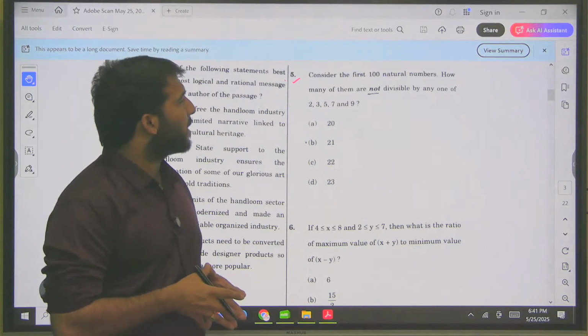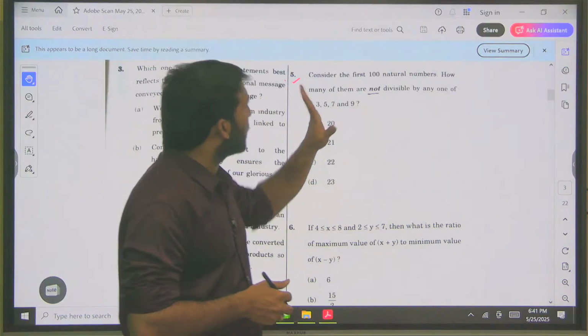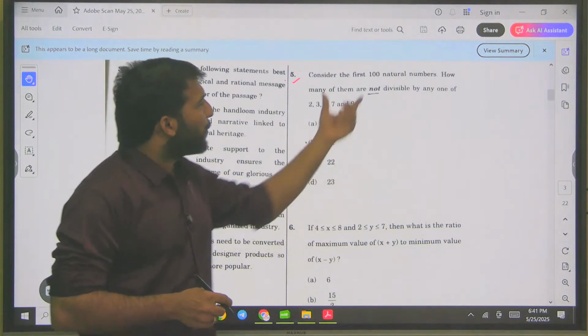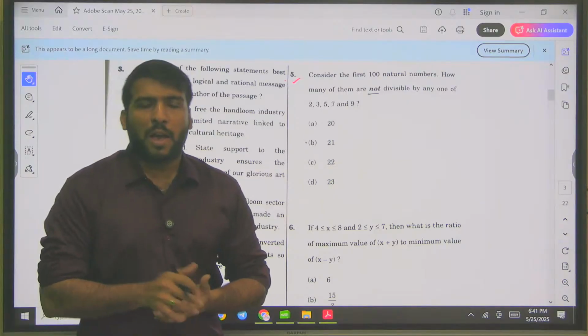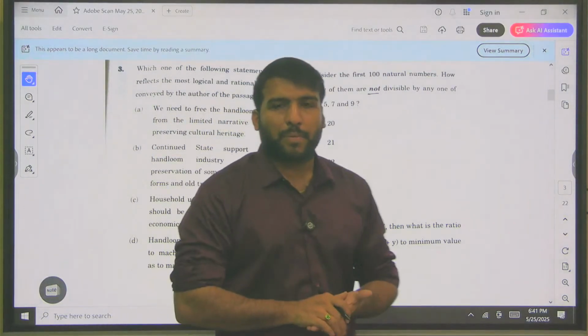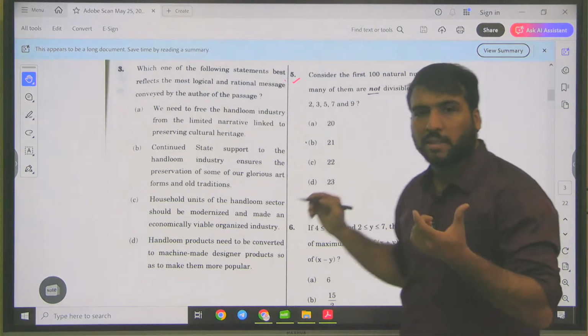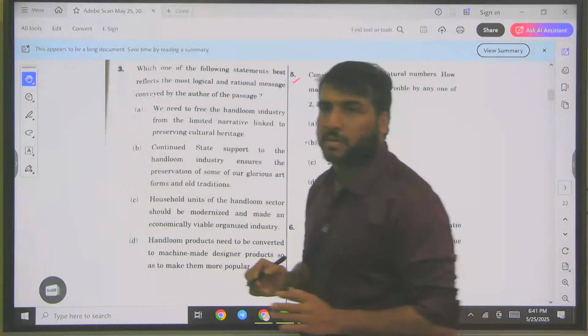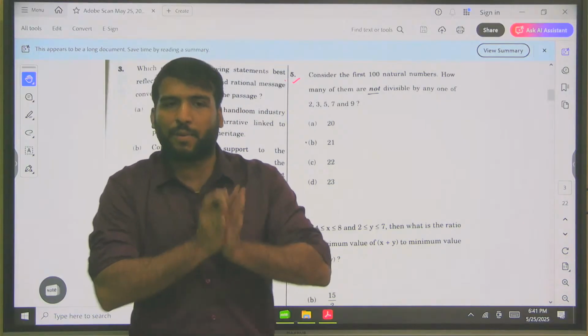Consider the first 100 natural numbers. How many of them are not divisible by any of the numbers? If you observe this particular question, there are 100 natural numbers, right? Every number has factors apart from prime numbers, because prime numbers consist of the factors 1 and itself, as we all know that.